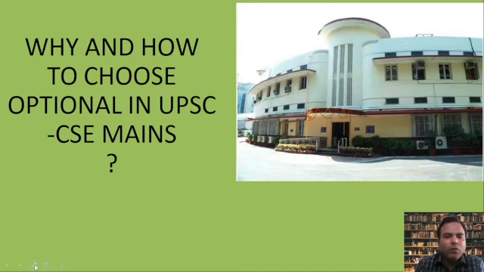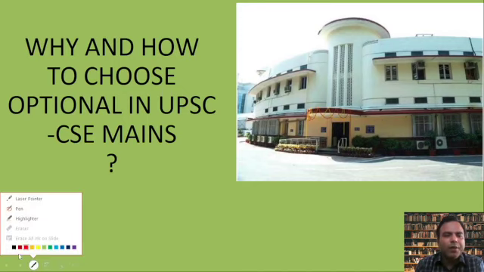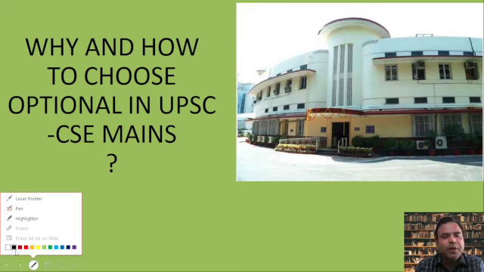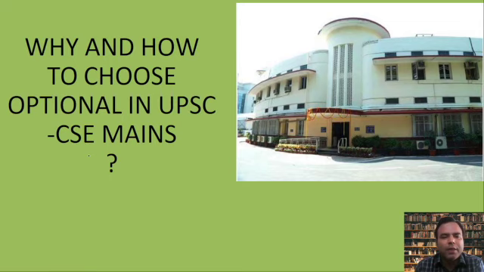So why and how do we have to choose the geography optional or any other optional for the UPSC civil services examination? As we are aware, in the mains there are 7 papers whose marks are counted for the final selection, isn't it? Out of these 7 papers, 2 are optional papers, and you can choose any optional offered by the UPSC, isn't it? People are going with science topics, technological topics, medical topics, or humanities subjects.